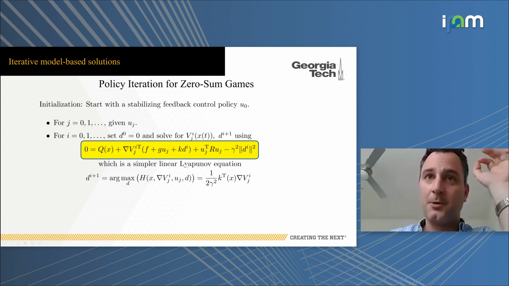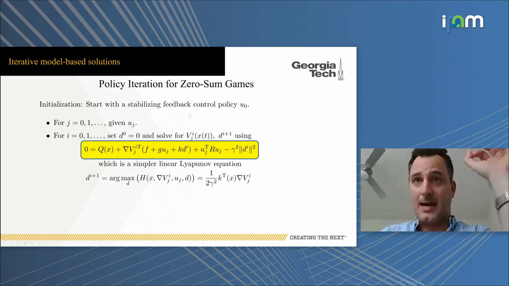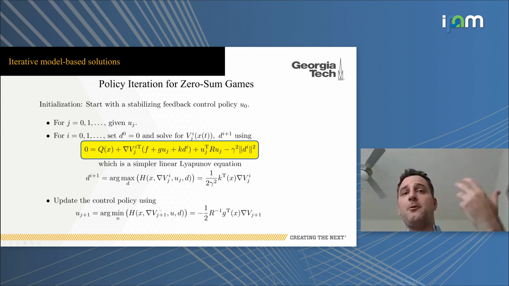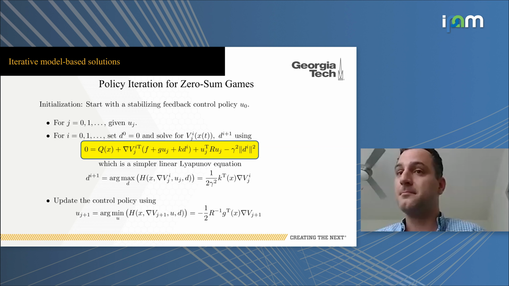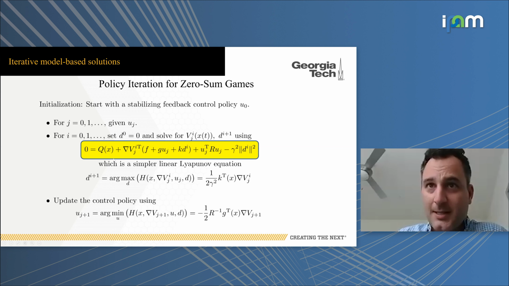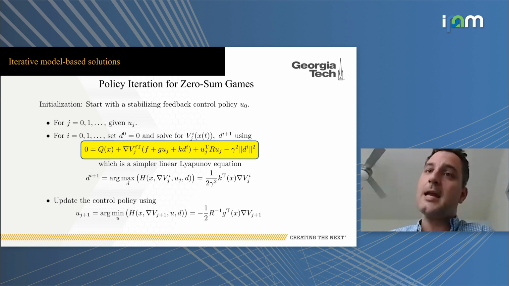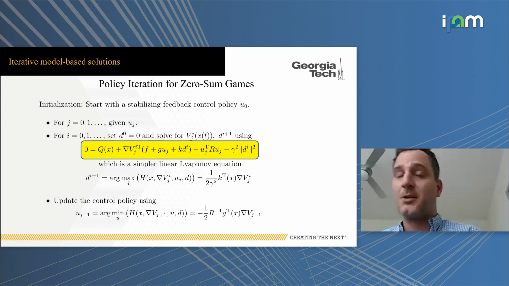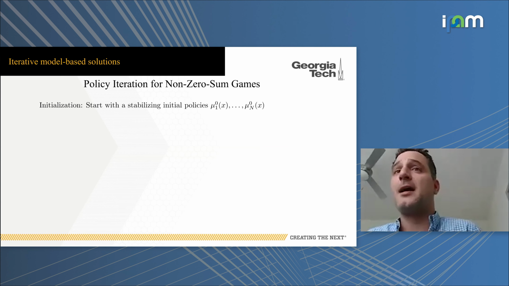So again, I start with a U. This is the outer loop. In the inner loop, I set my D equal to 0, and I solve for my cost, and then I update my D. Now, before I end this loop, I also update my controller. And then I run that forever. But as you see, the tricky part here is that I have to solve this equation, which is not the easiest thing to do. It's simpler than solving the Hamilton-Jacobi-Bellman equation, because here you have fixed U's and fixed D's, but it's not easy.